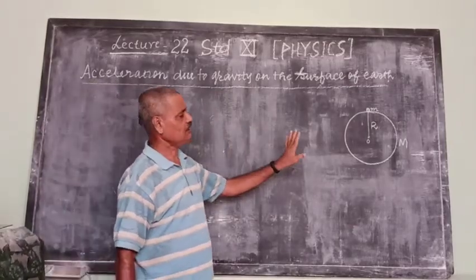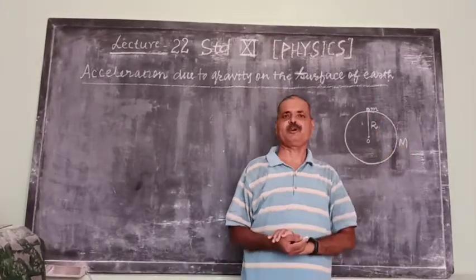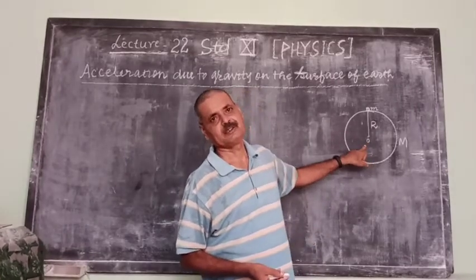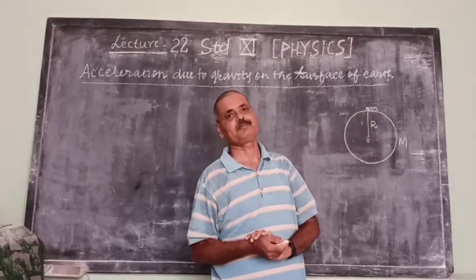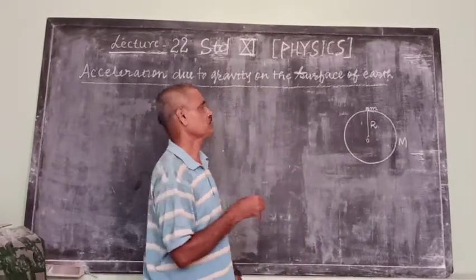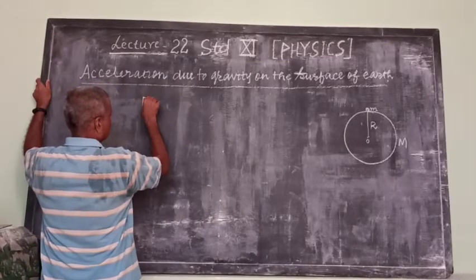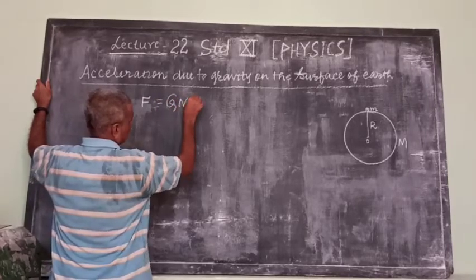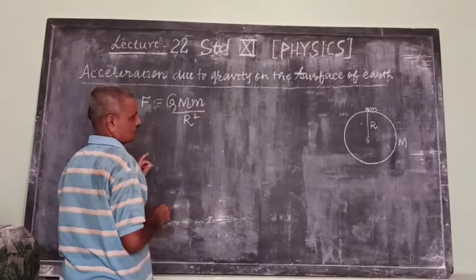There is no need of writing. You will write: let m be the mass of the body, r be its radius, O be the center of the Earth, and the body of mass m be situated on the surface of Earth. According to Newton's law of gravitation, the force of attraction between two bodies, F is equal to GMm by r square. Only you have to write.